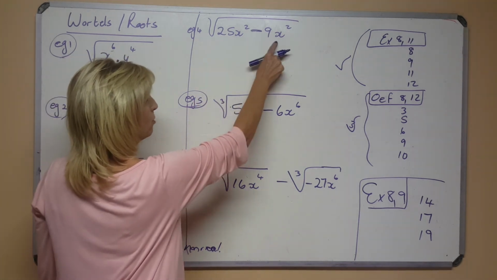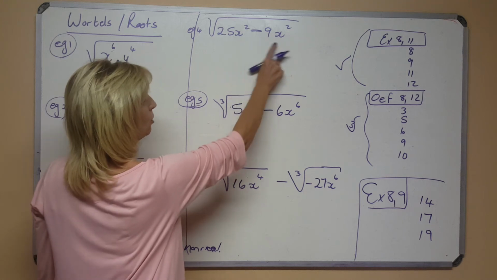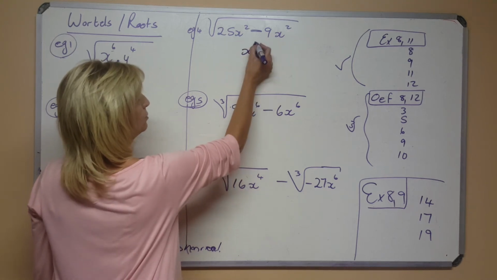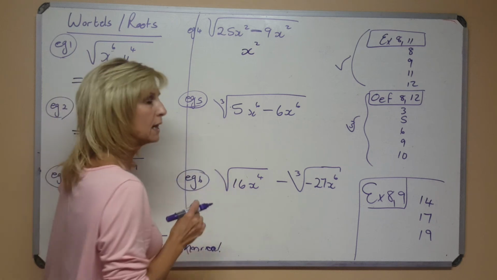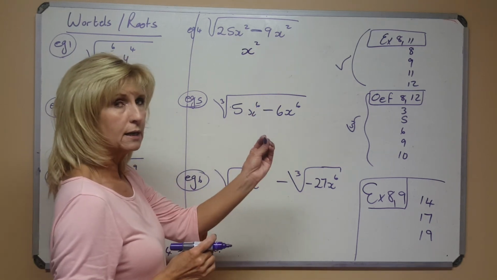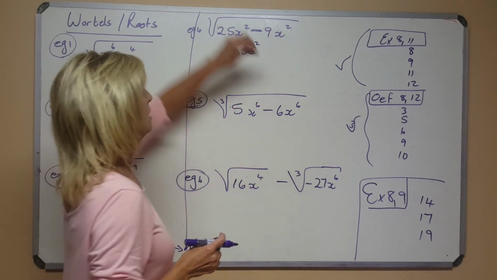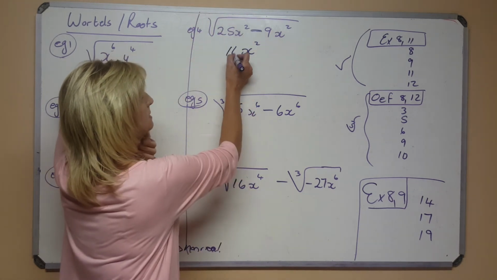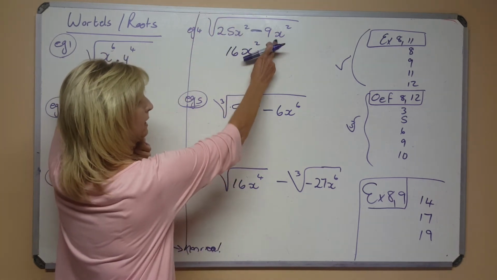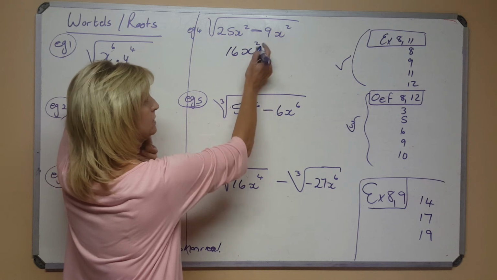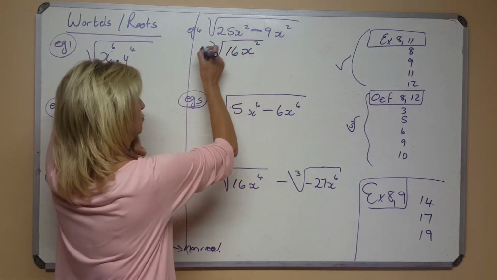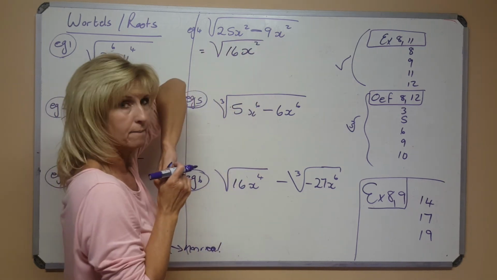Hoe tel ek hierdie bymekaar? Kan ek hulle bymekaar tel? Ja, hulle is gelyksoortig, so dit gaan ietsie x kwadraat wees. Hoe tel ek hulle bymekaar? Hou die veranderlike, tel die koëffisiënte bymekaar. So 25 minus 9 is 16. If I want to add them, I keep the variable, add the coefficients, and I've done nothing to the root yet, so it must still be there.